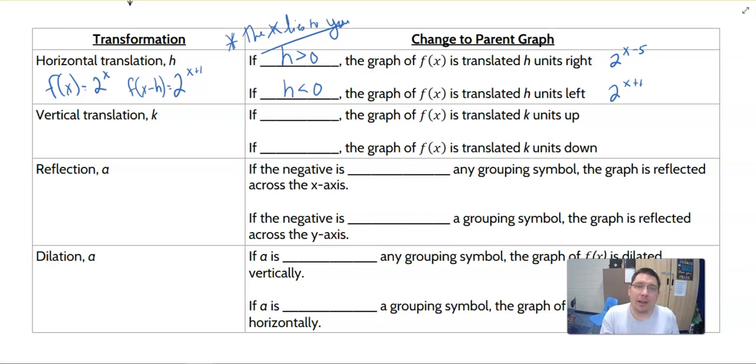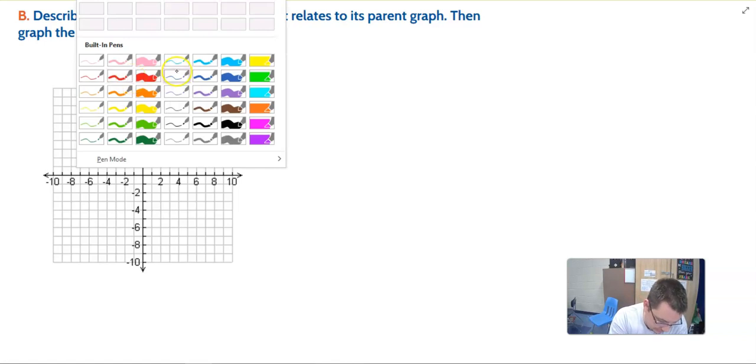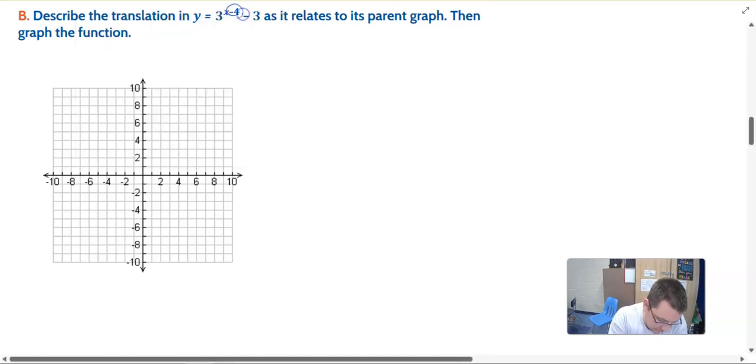Let's go back up and now look at example 1b, where we're going to talk about vertical translations in a graph. In example 1b, we're going to describe the translation that happens in y is equal to 3 to the x minus 4, minus 3, as it relates to the parent graph, and then we're going to graph this function. And we talked about in the previous problem how that part of the exponent, the minus 4 here, is going to lie to us about which direction it's going, but it's always going to be in the horizontal direction.